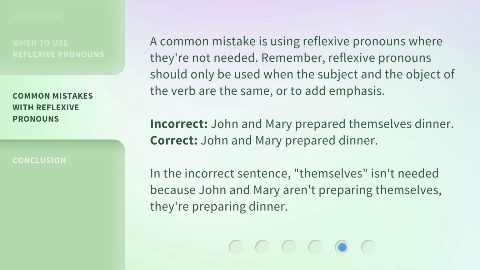A common mistake is using reflexive pronouns where they're not needed. Remember, reflexive pronouns should only be used when the subject and the object of the verb are the same, or to add emphasis. Incorrect: John and Mary prepared themselves dinner. Correct: John and Mary prepared dinner. In the incorrect sentence, themselves isn't needed because John and Mary aren't preparing themselves, they're preparing dinner.